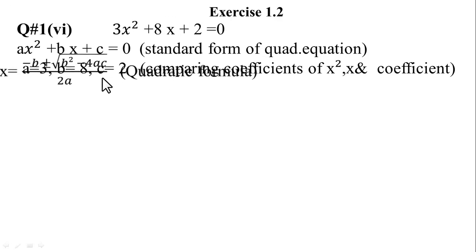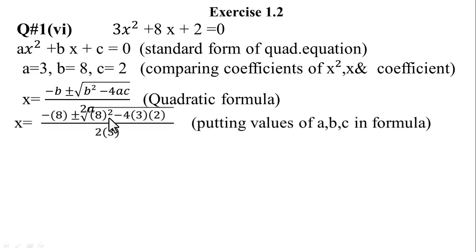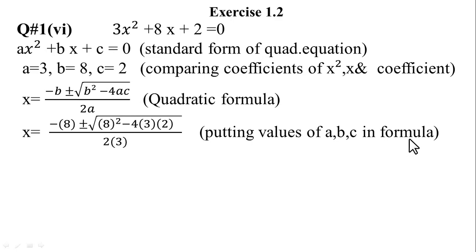Now by quadratic formula, x is equal to minus b plus minus square root of b square minus 4ac upon 2a. Now putting the value of a, b and c in the quadratic formula, then x is equal to minus value of b is 8 plus minus square root of 8 whole square minus 4 multiplied by value of a is 3 multiplied by value of c is 2, divided by 2 multiplied by value of a is 3.